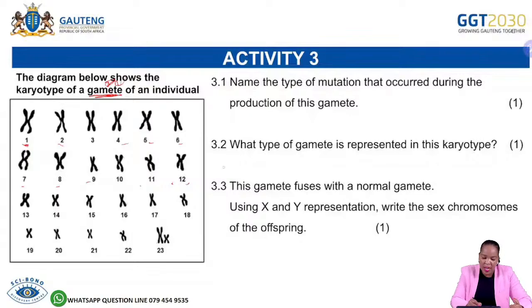So then you come to the question. Name the type of mutation that occurred during the production of this gamete. So this gamete, we are already told that when it was forming, there was a mutation or an error that took place. So you must tell us what type of mutation we call that, and then what type of gamete is represented in this karyotype. So you will get your answer. I don't want to give you the clue. Now, this gamete fuses with a normal gamete using X and Y representation. Write the sex chromosomes of the offspring.